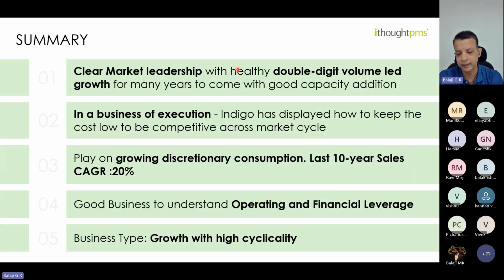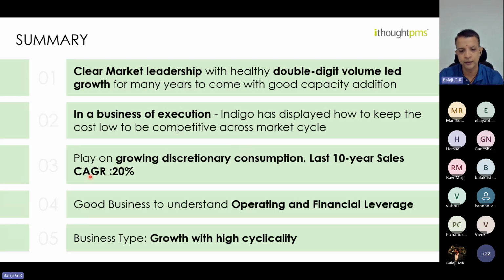In summary, I think the Indigo story can be summed up in 5 points. The first one is clear market leadership with double-digit volume-led growth for many years to come, with good capacity. The second one, it's a business of execution, which Indigo has displayed with low cost across the market cycle. Third, it's a play on growing discretionary consumption. Over the last 10 years, sales growth of Indigo is close to 20%.